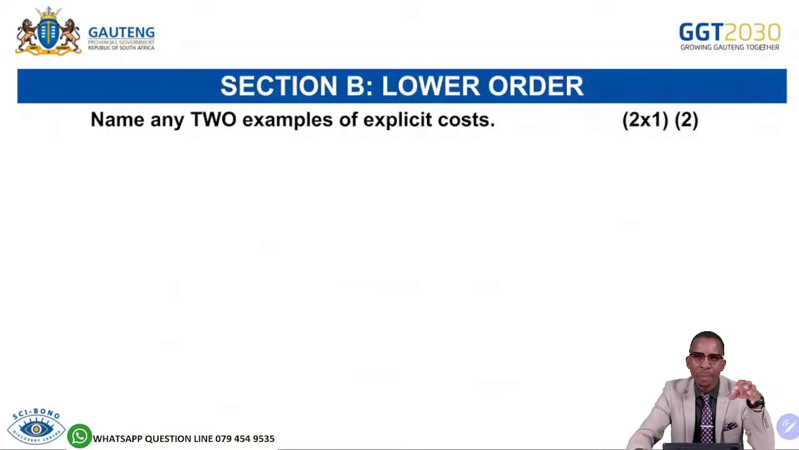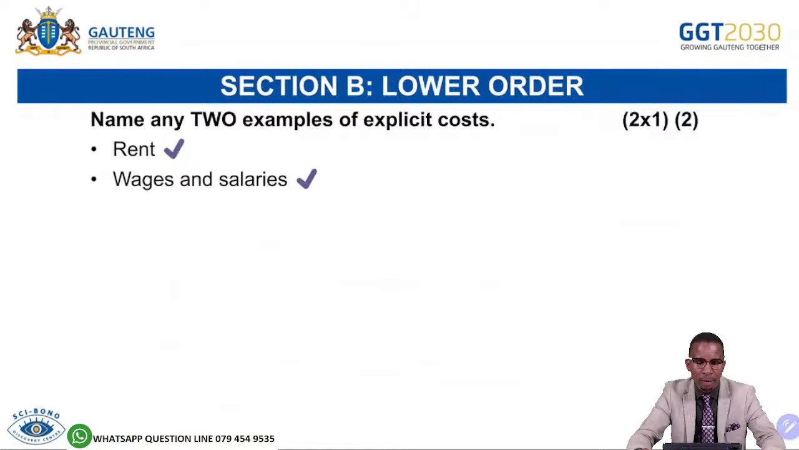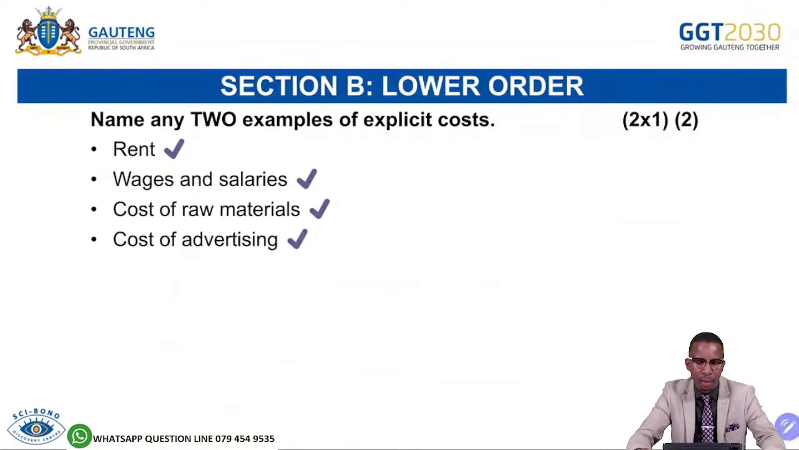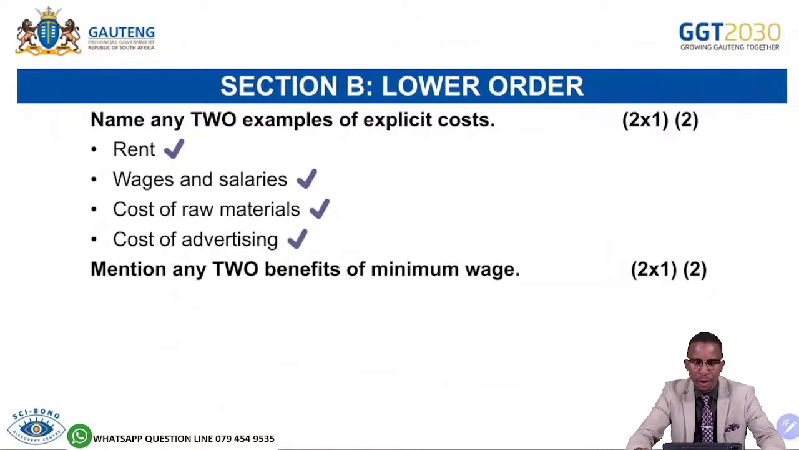Remember, as you know explicit cost, automatically you know the implicit cost, because implicit costs refer to costs that are calculated by economists of the business, like returns to shareholders. Returns or benefits enjoyed by shareholders of the business are part of the implicit cost. Then let's check. We have the rent, wages and salaries, cost of raw materials, cost of advertising. Then mention any 2 benefits of minimum wage.